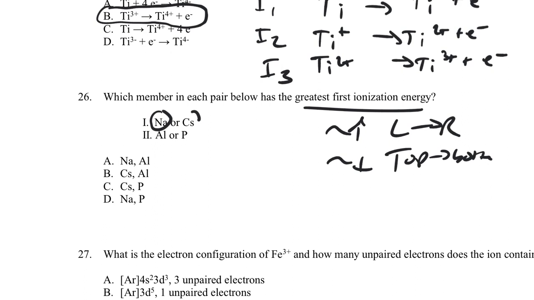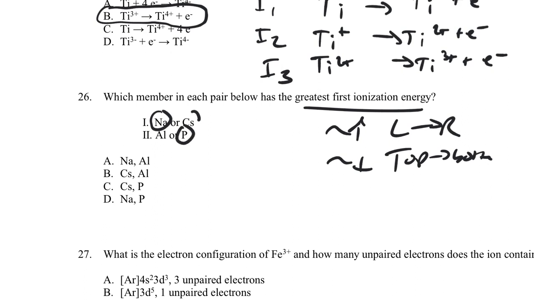So aluminum and phosphorus are 3p1 and 3p3 configurations. And so that's not dealing with any of the particular anomalies. So this is just the general increase from left to right. Phosphorus should be higher because it's smaller, has a higher effective charge.